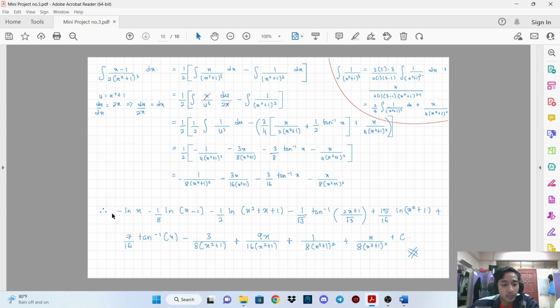So the final answer for this question is negative ln x minus 1 over 8 ln x minus 1 minus 1 over 2 ln x squared plus x plus 1 minus 1 over square root 3 tangent inverse 2x plus 1 over square root 3 plus 15 over 16 ln x squared plus 1 plus 7 over 16 tangent inverse x minus 3 over 8 (x squared plus 1) plus 9x over 16 (x squared plus 1) plus 1 over 8 (x squared plus 1) squared plus 8x over 8 (x squared plus 1) squared plus c. Okay, that's all for me.